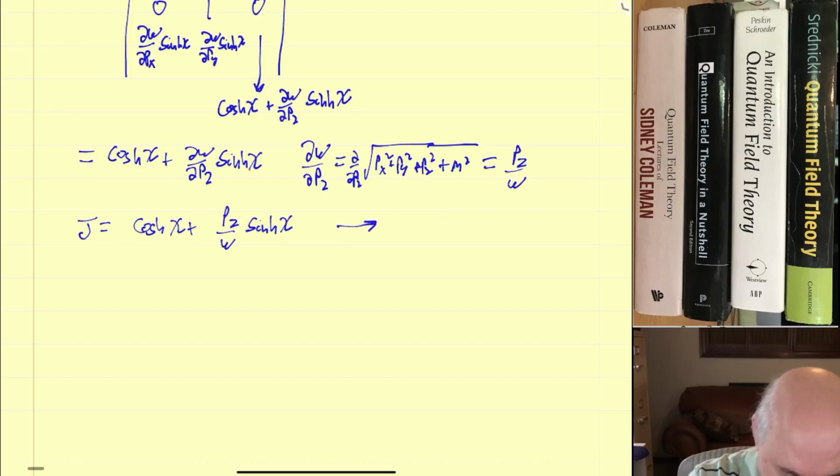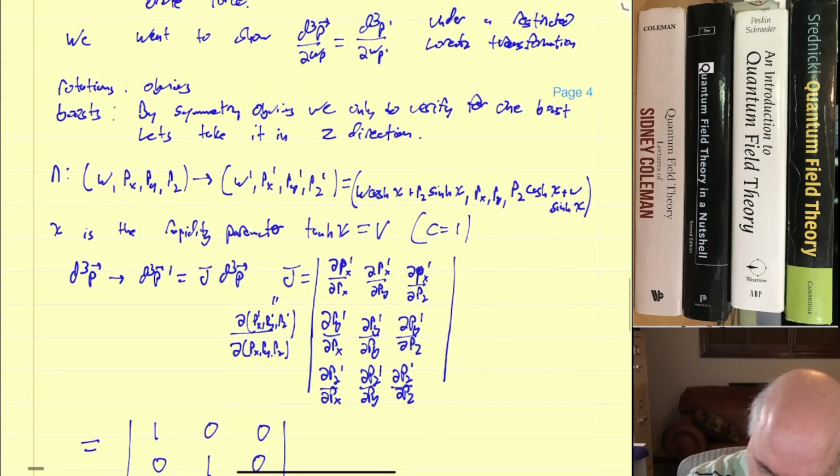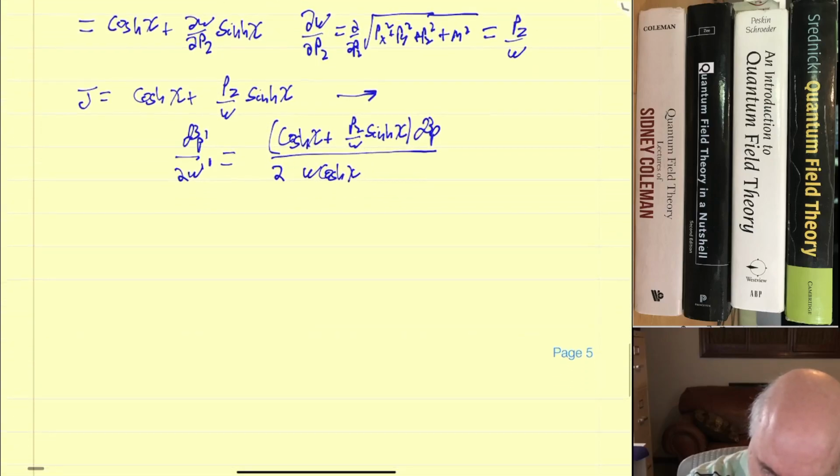And that implies that d3p prime over 2 omega prime is equal to hyperbolic cosine chi plus pz over omega hyperbolic sine chi times d3p divided by 2 omega. If you go back to the transformation above, you'll see how omega transforms. Omega hyperbolic cosine chi plus pz hyperbolic sine chi, and this is equal to d3p over 2 omega. So that's what we wanted to do.